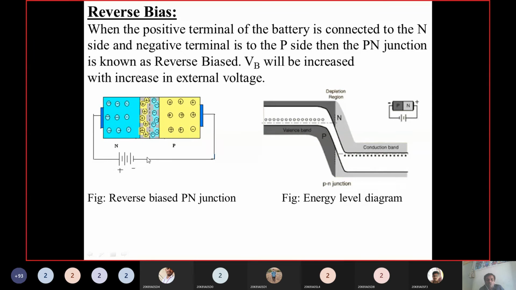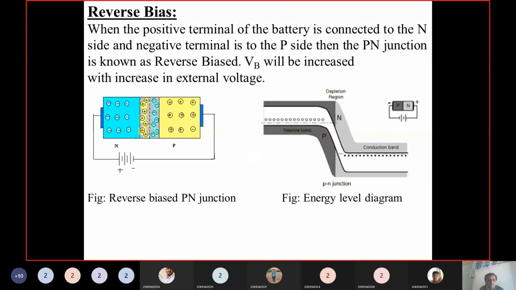In reverse bias, the negative terminal of the battery is connected to the p region, and the positive terminal of the battery is connected to the n region. Because of these connections, holes try to attract towards the negative terminal, and electrons try to attract towards the positive terminal of the battery. So the width of the depletion layer will increase, which means there is no conduction of the majority charge carriers.